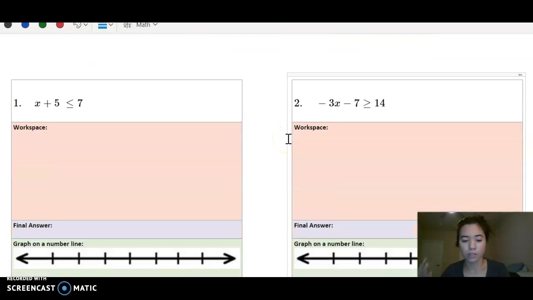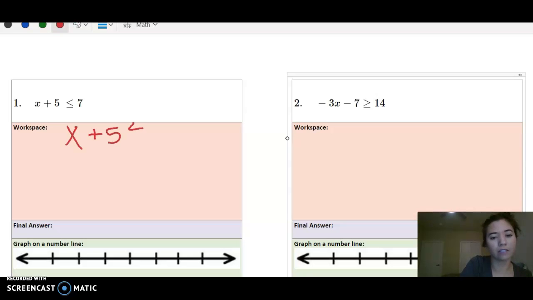Now, the cool thing with solving inequalities is that they are exactly like solving equations. So we're going to do the exact same thing. The only difference is the inequality sign instead of the equal sign. Let me show you with this first example here. This should be a pretty easy one. So we have x plus 5 is less than or equal to 7.